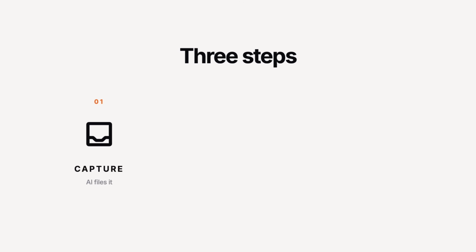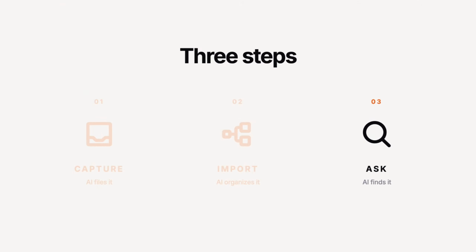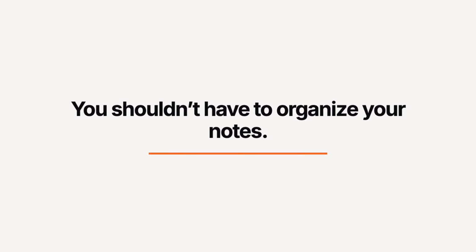Now you have it, the 3 steps of a self-organized notebook. First, just capture and the AI suggests where your notes go. Second, import your own notes and the AI will organize them for you. Third, or you don't have to organize anything at all, just ask and it will find what you need. It's the AI era. You shouldn't have to stress over organizing your notes. Save that time for something more fun.